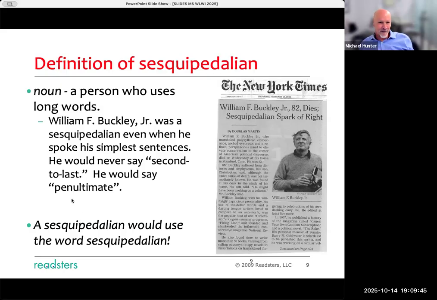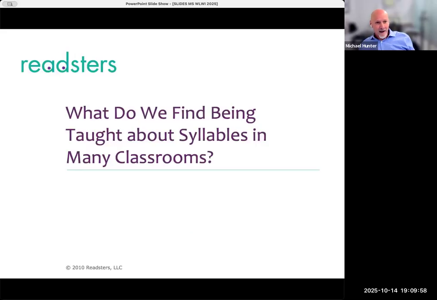And if there's anybody old enough to remember William F. Buckley Jr., in his obit on the front of the New York Times, they literally called him a sesquipedalian because he indeed was a classic sesquipedalian.